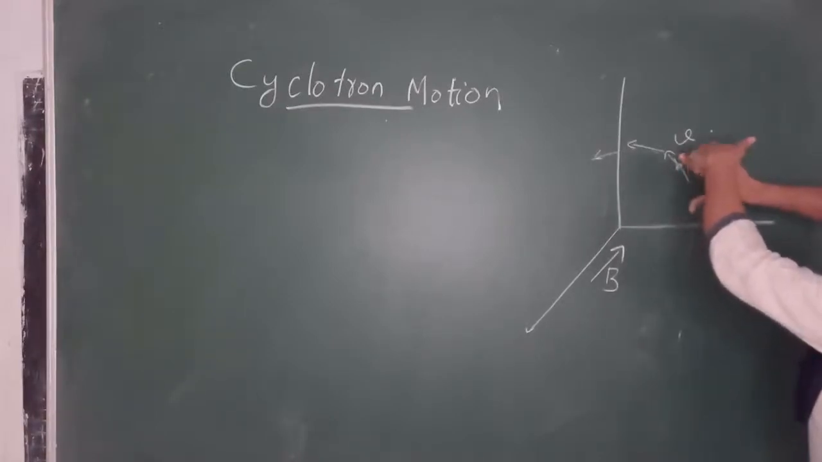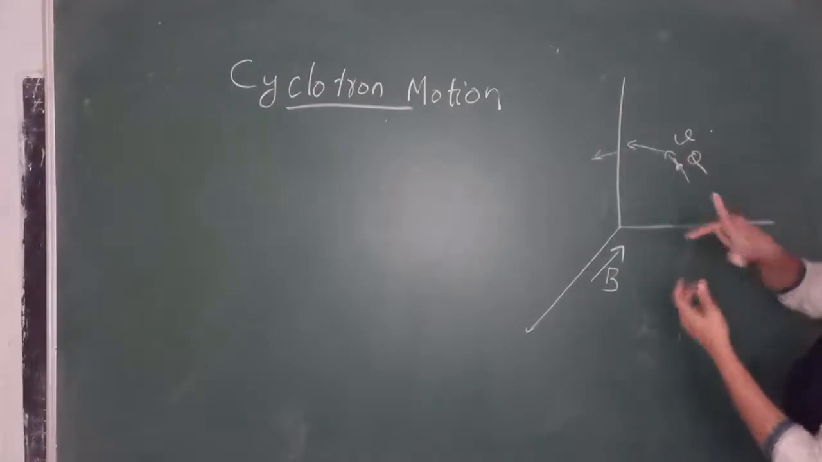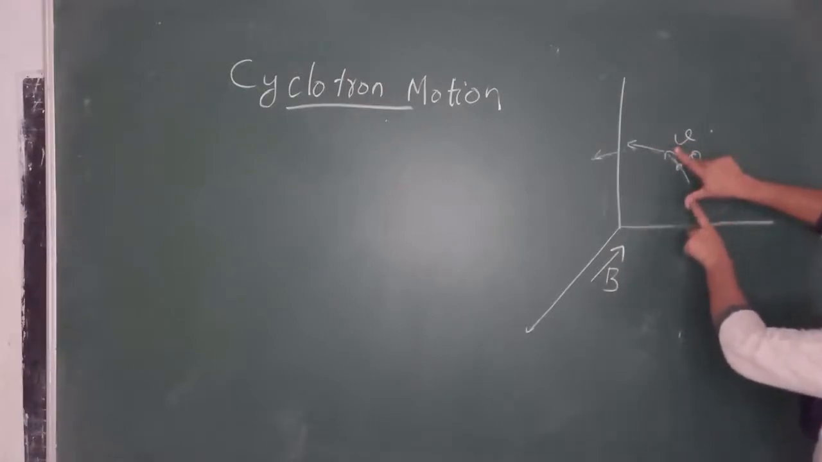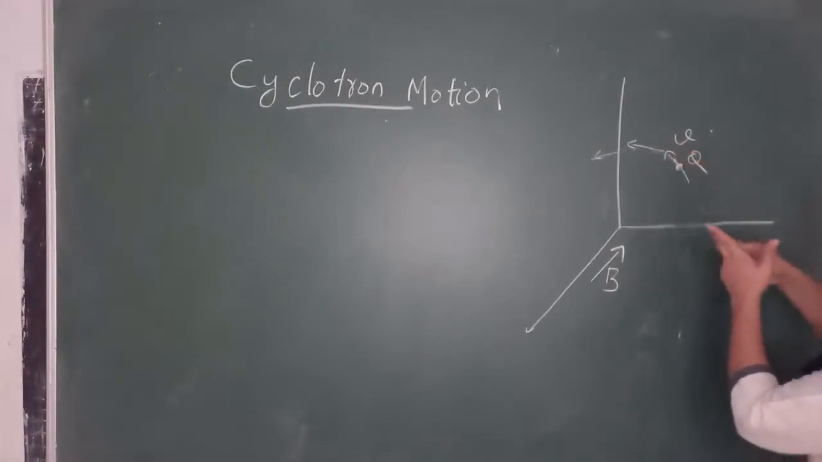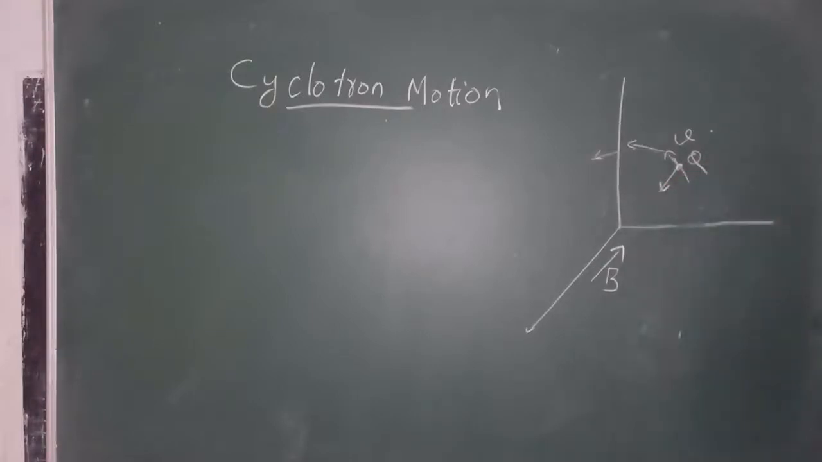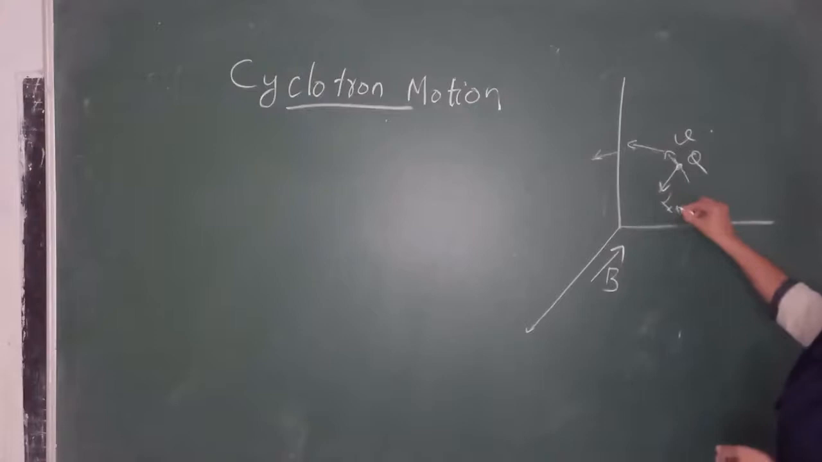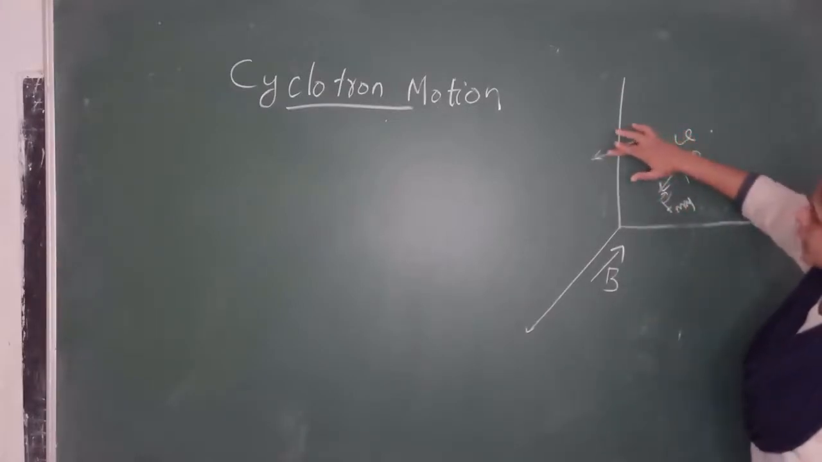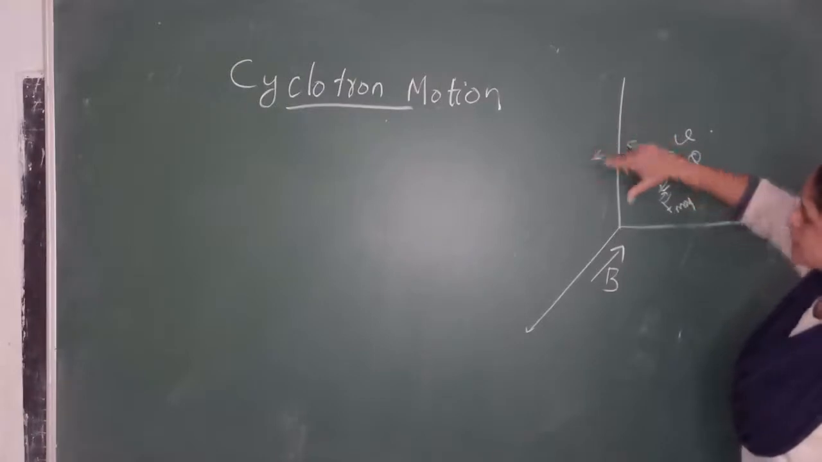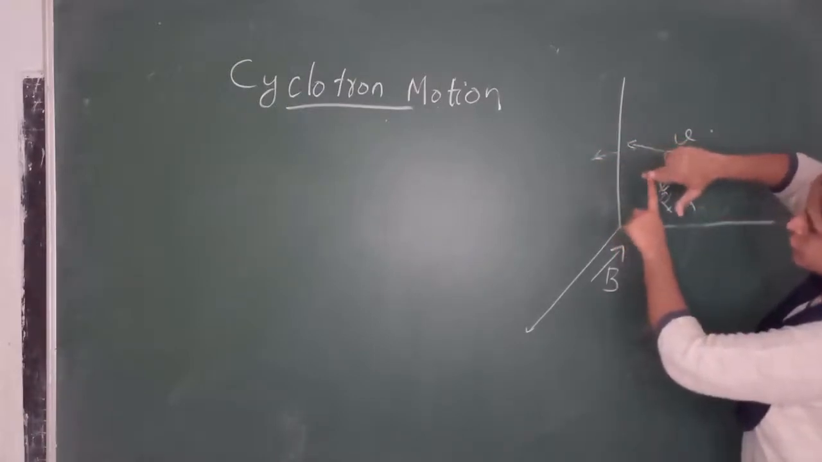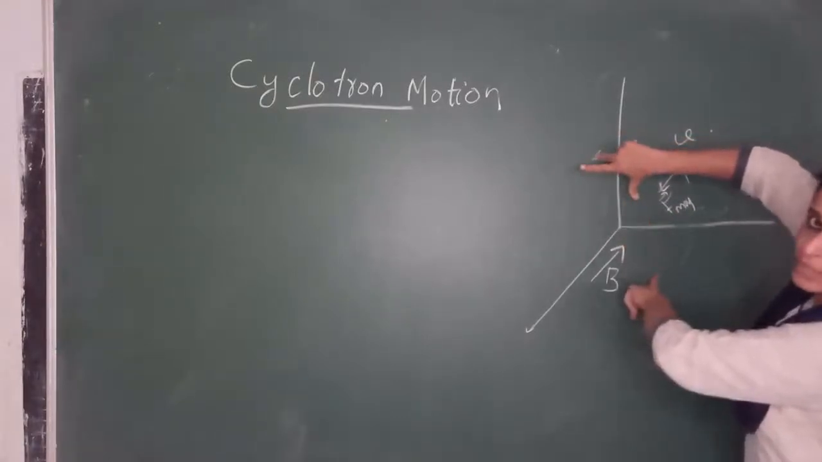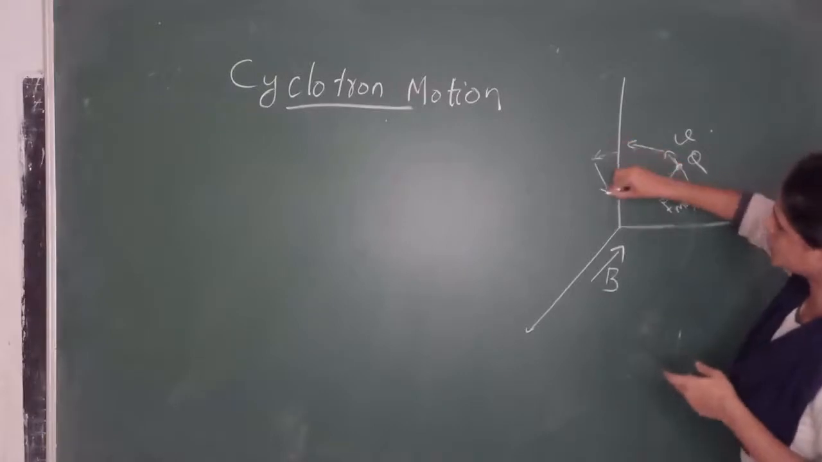The field is into the page, so use the middle finger into the page and the forefinger in the direction of velocity. Then the thumb indicates the direction of force, that is, the force here is in this direction. Magnetic force is a vector quantity. If the velocity is in this direction and the field is into the page, again the force acting is towards the center.